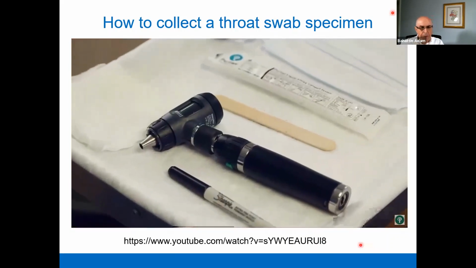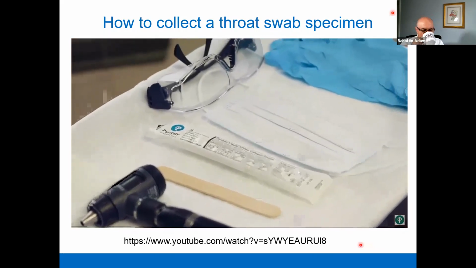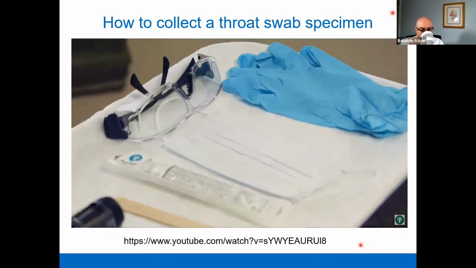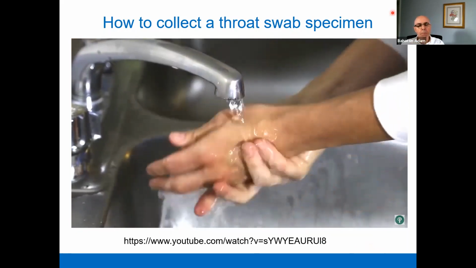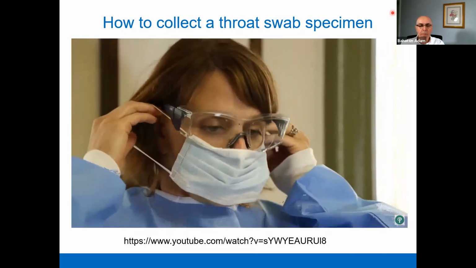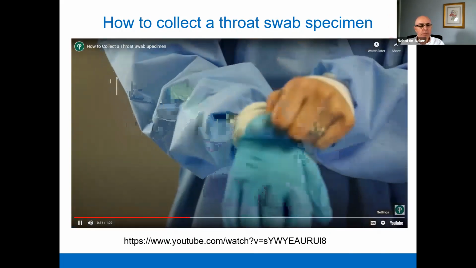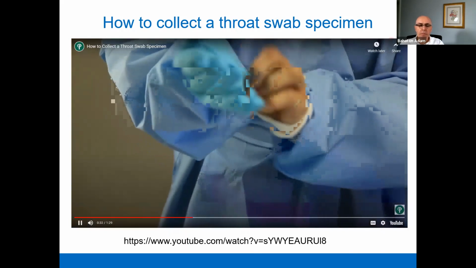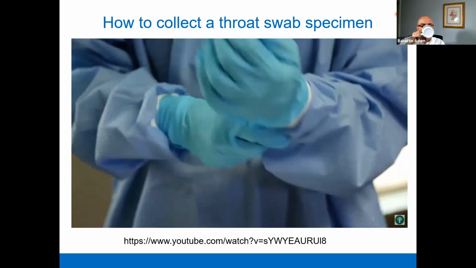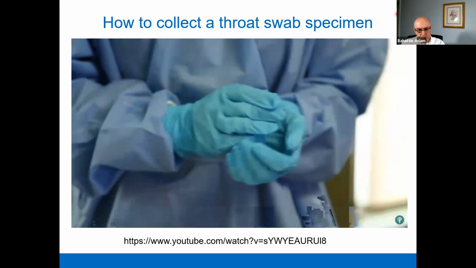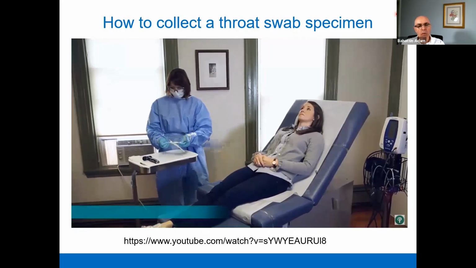It is recommended to wear appropriate personal protective equipment, gloves, surgical mask, and eye protection when collecting samples. Wash hands. Put on gloves and surgical mask. Have the patient facing a strong light to ensure the area to be swabbed is visible.